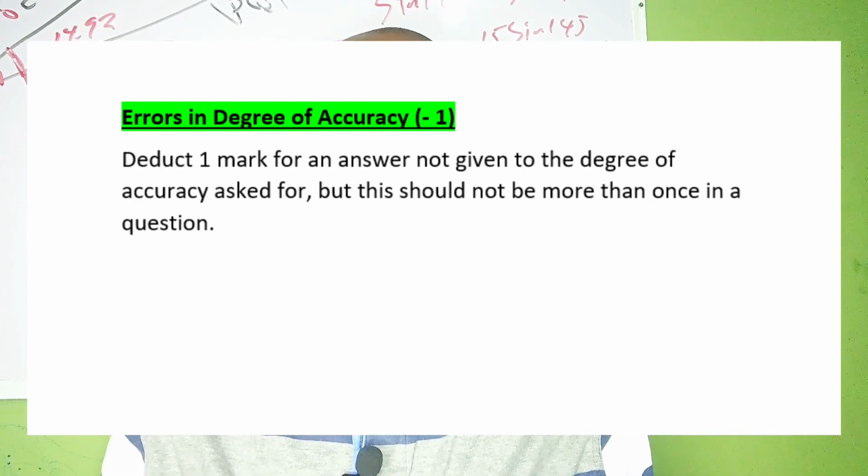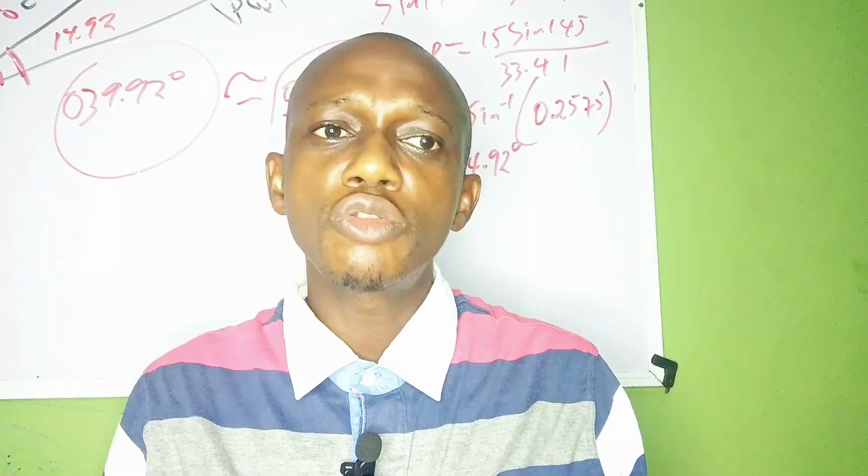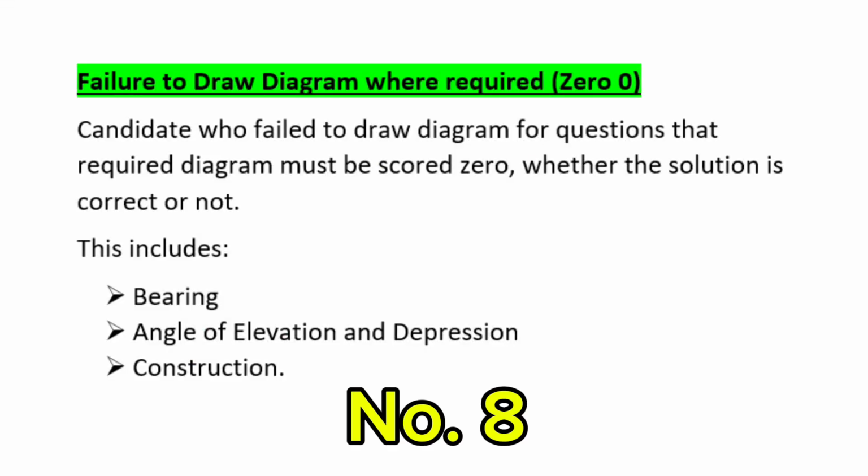Okay, let's go to number 8, which is the next one. Failure to draw diagram where required. Candidates who fail to draw a diagram for questions that require a diagram must be scored 0. It's not even -1, it must be 0. Whether the solution is correct or not, the candidate gets 0, because it is from the diagram that the workings should be taken. So when you are not drawing the diagram, it means a total 0 for questions of that manner.